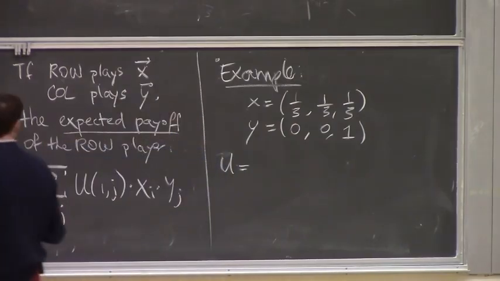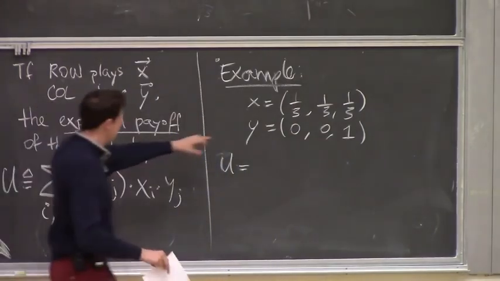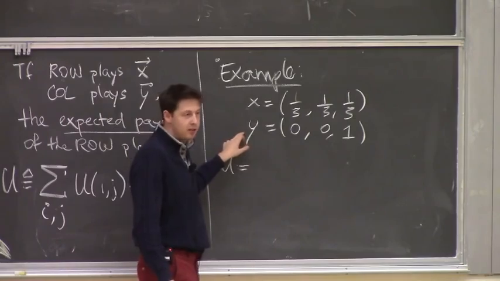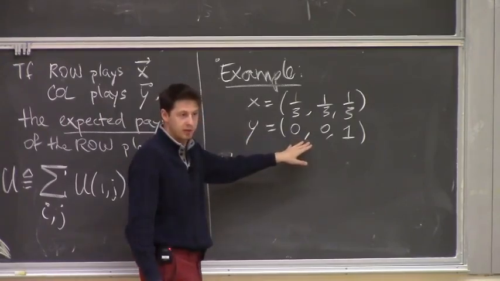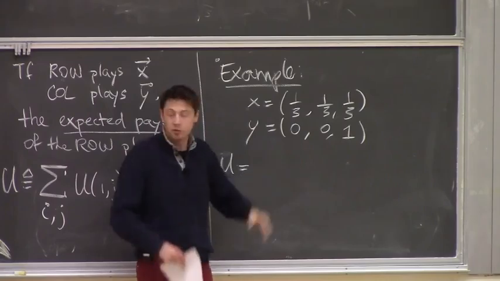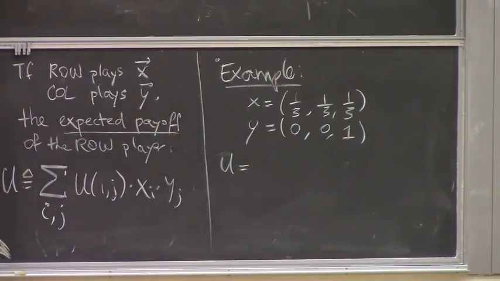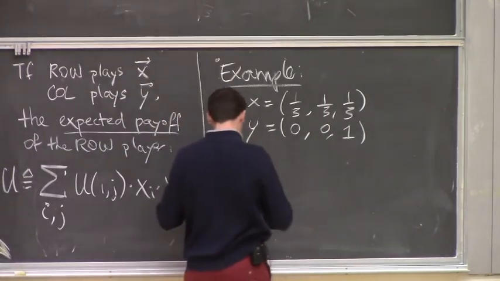Y is making our life easy because we can just ignore 2/3 of the matrix. Since Y never plays on this side, I don't even need to look at what's there. Y always plays on this side, so I just need to look at this column. And X, assigning a weight of a third to each of the rows, means that I just need to sum up things in this column with weight a third.